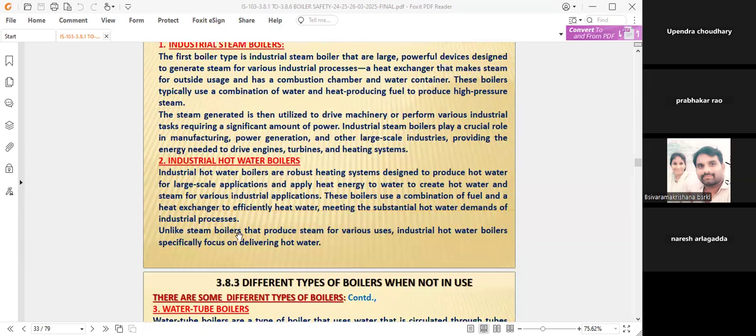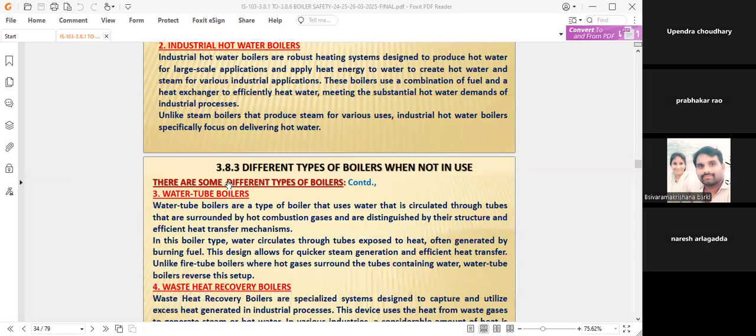Unlike steam boilers that produce steam for various uses, industrial hot water boilers especially focus on delivering hot water only, for different applications of the industrial processes.